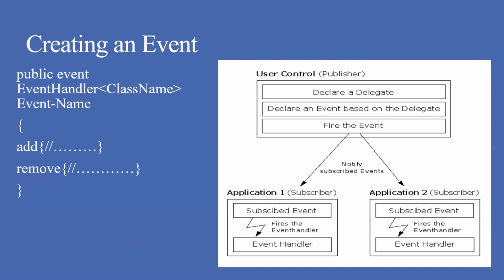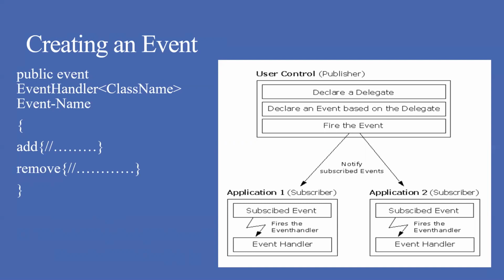On the right-hand side, you see we have a user control, which is a publisher. Inside that code, we are declaring a delegate. Then we are creating an event based on the delegate, and when that event is fired, it notifies the subscribers. You see we have multiple subscribers here, application one and application two. They both have subscribed to this event. So when the event is fired from the publisher, they will get the notification, and they both have their own event handlers to handle the event.